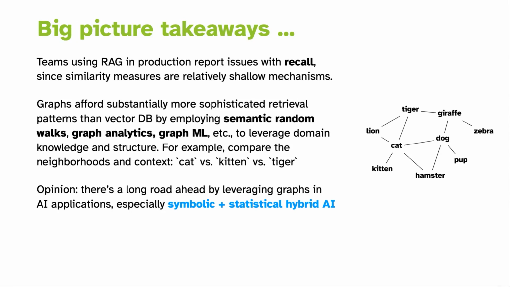So graph allows you to traverse the graph and find the things that should be included that might be a couple of hops out that are sort of non-trivial or non-obvious, if you will. Semantic random walks are a great way to do that. GraphML, Graph Analytics, etc. But it's leveraging domain knowledge.